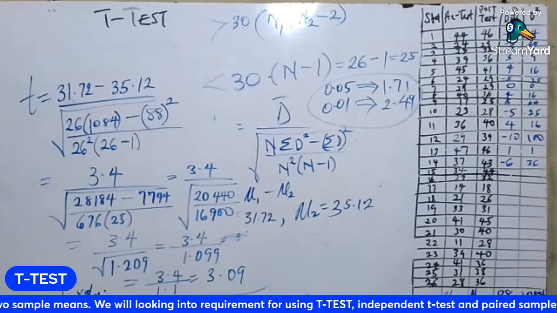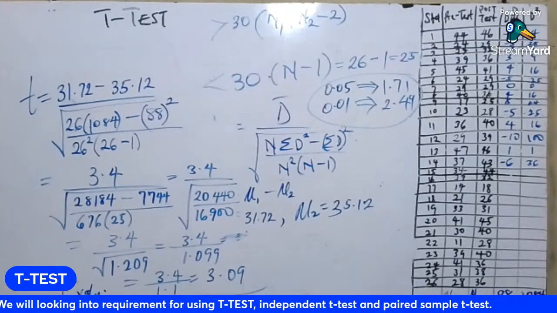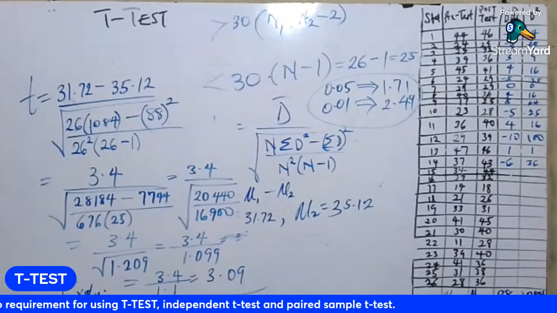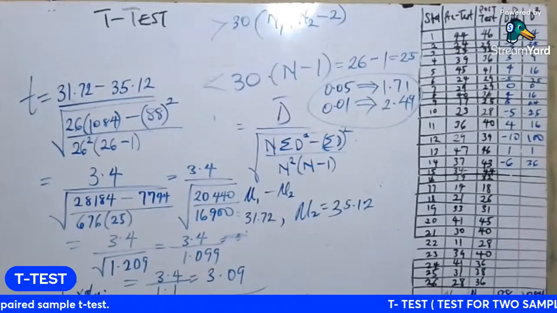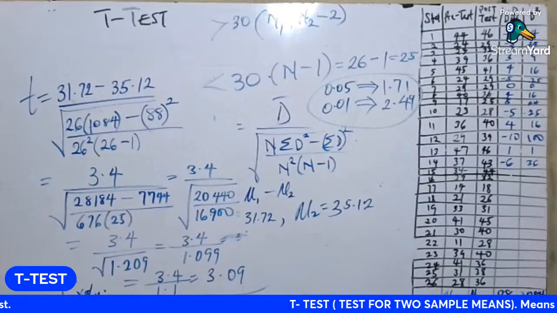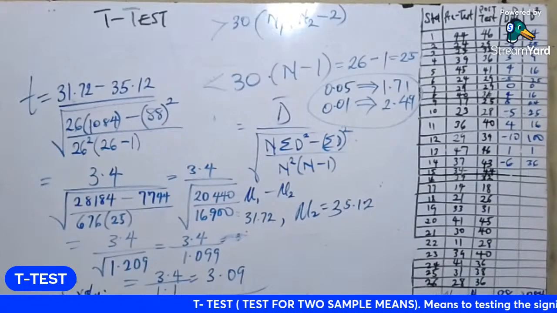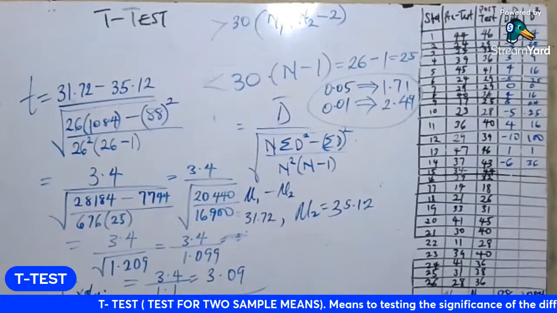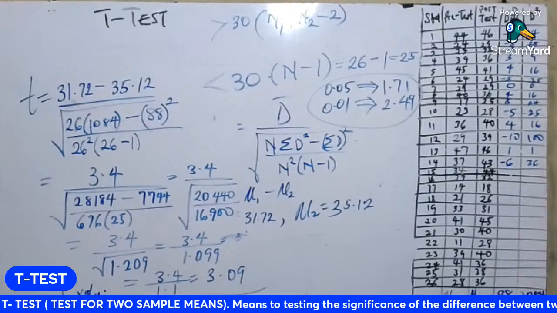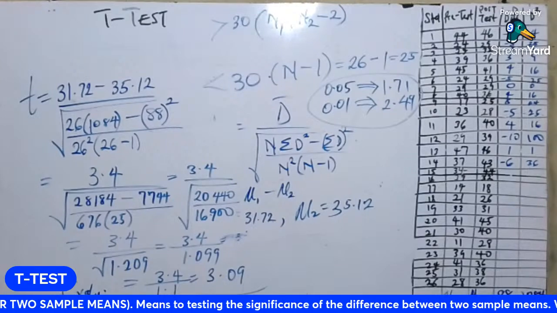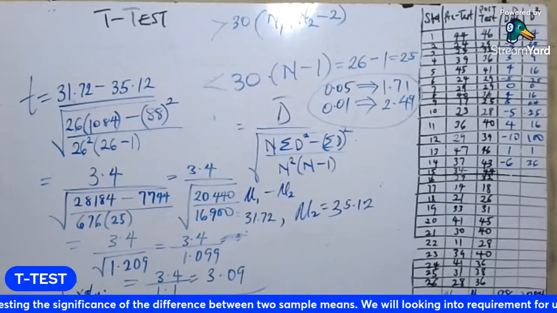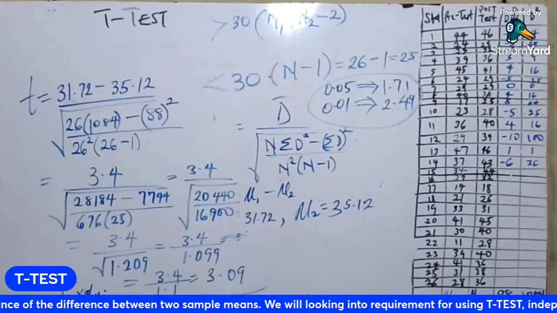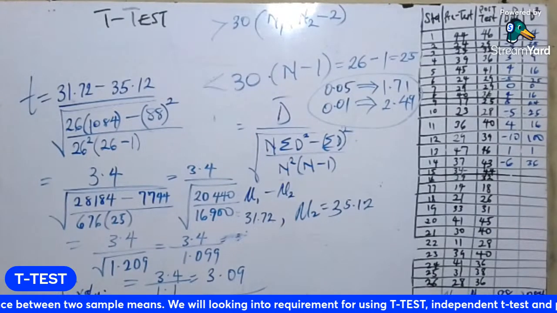Don't forget, basically there are two types of t-tests: the independent sample t-test and the paired sample t-test, which is a non-independent t-test. And like I said, a t-test is a statistical test that we normally use to test significance of difference between two samples.